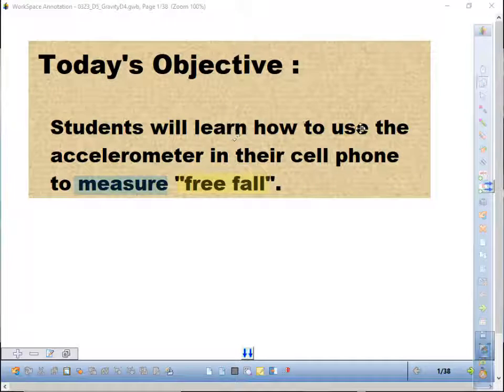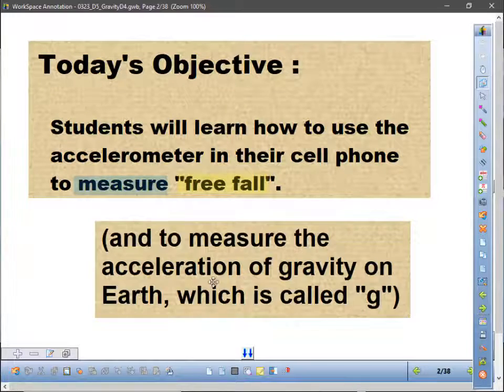Today, you guys are going to be learning how to use the accelerometer in your cell phone to measure free fall. So today, you actually won't need your notebooks or even pencils. You're just going to need your cell phone, and we're going to use that in Spark for you to do some stuff. Also, you're going to find out that we're going to use that to measure the acceleration of gravity on Earth, which is called little g.